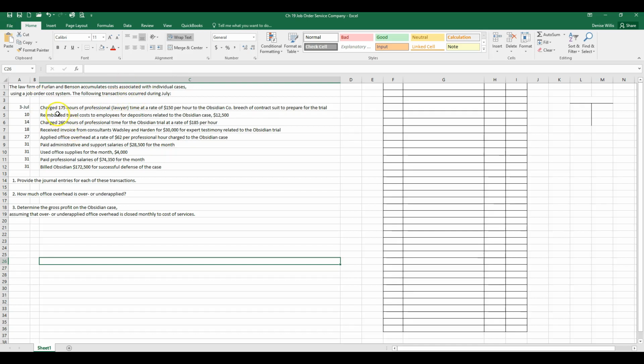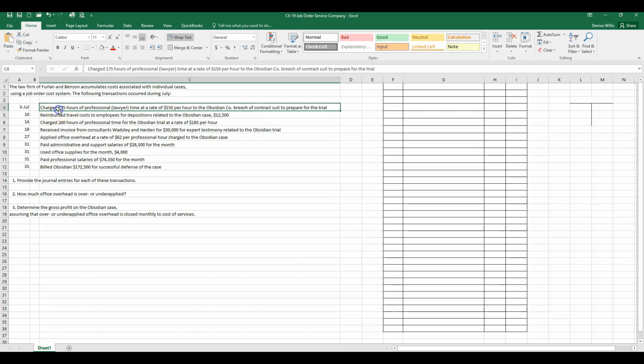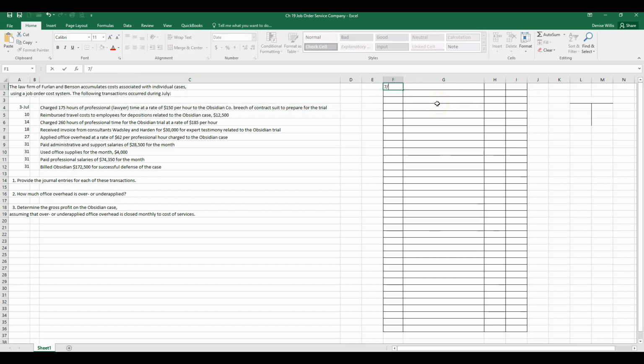Let's see here. We have the following transactions. The very first one says we charged 175 hours of professional time at a rate of $150 an hour to the Obsidian Company breach of contract suit to prepare for the trial. Okay, so we need an entry on July 3rd. Let's go ahead and put our date in there. That's the easy part.